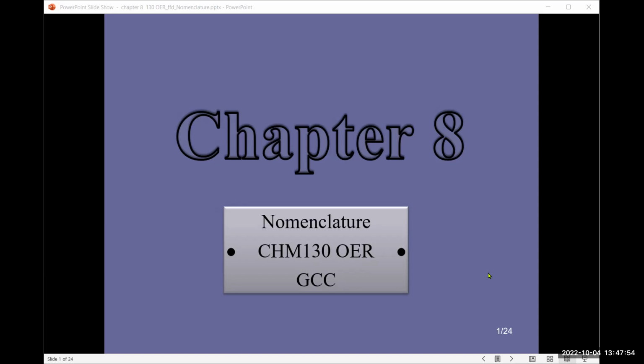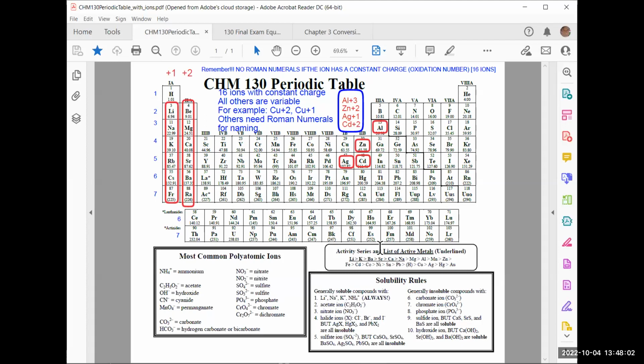Okay. Now, you will notice that in the periodic table that I keep sharing, I have marked in red 16 elements that 100% of the time, as metals, we know what their charge will be. We're going to be using the term called oxidation number. Okay. They're used the same, be it a charge, be it an oxidation number.